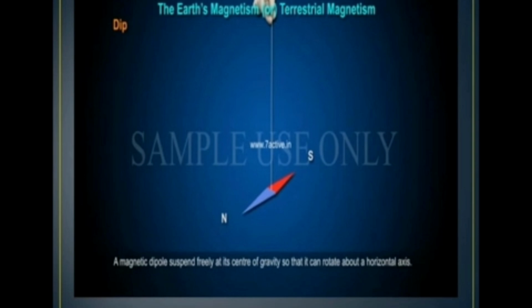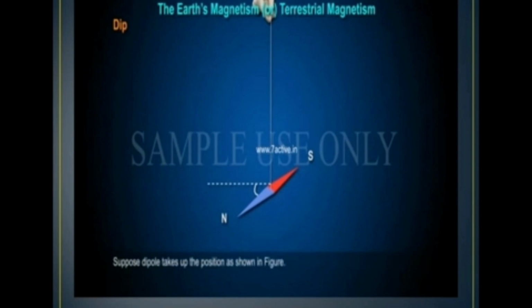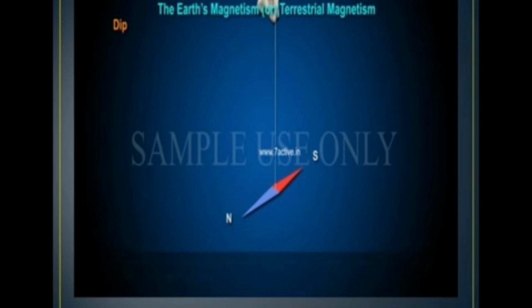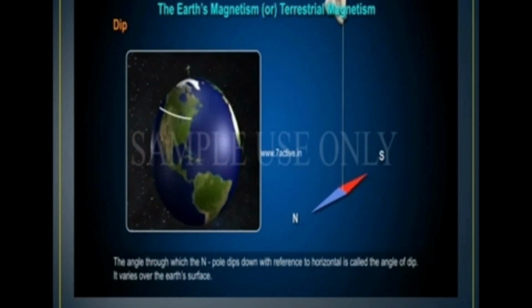Consider a magnetic dipole suspended freely at its center of gravity so that it can rotate about the horizontal axis. Suppose the dipole takes up the position as shown in the figure. The angle through which the north pole dips down with reference to the horizontal is called the angle of dip. It varies over Earth's surface.